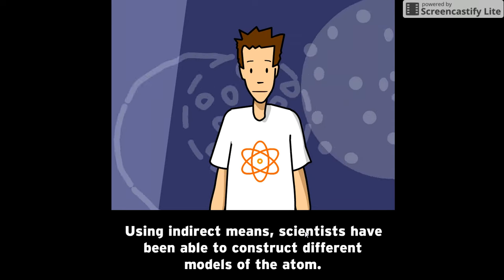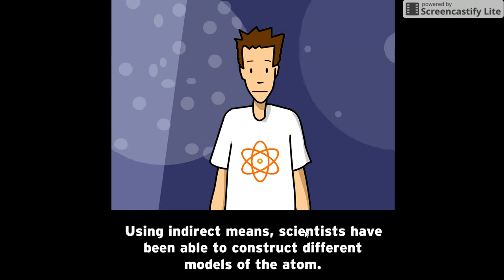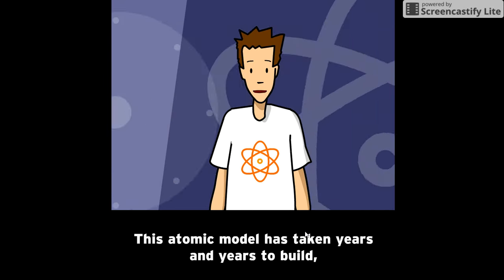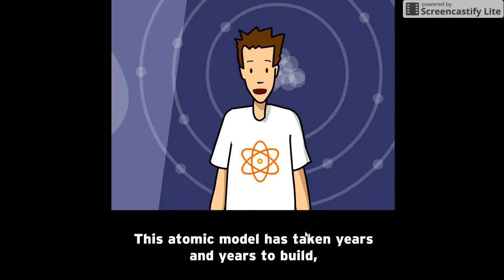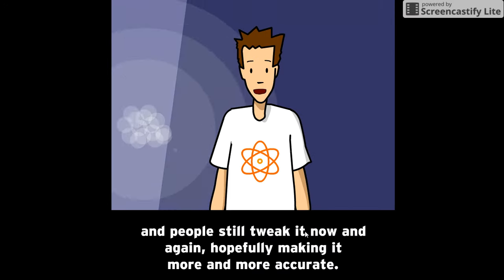Using indirect means, scientists have been able to construct different models of the atom. This atomic model has taken years and years to build, and people still tweak it now and again, hopefully making it more and more accurate.